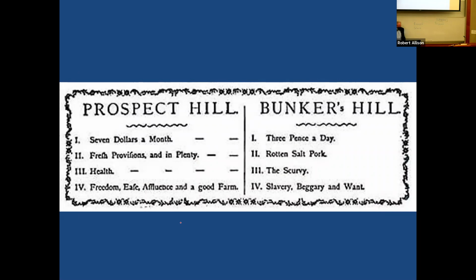And here you can see a piece of propaganda that the Americans sent over the British lines from Prospect Hill in what's now Somerville to Bunker Hill. Bunker Hill is held by the British. It becomes their real base north of the town, and you can see what you get on each side.